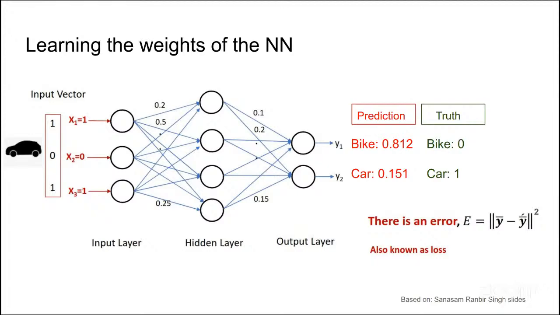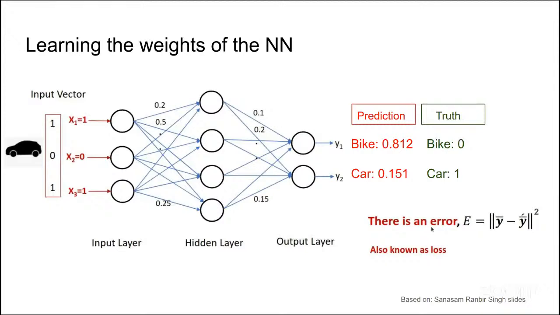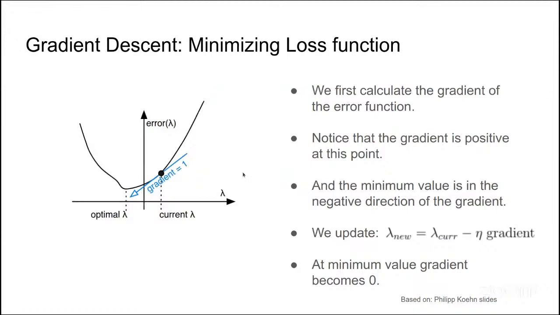Okay, so how do we minimize this? You want this error to be minimum. You want to learn the weights of the network such that the error is low. When will the error become zero? When the bike prediction becomes zero and the car prediction becomes one, then the error will be zero. In general it may not ever reach zero error, but you want the error to be as low as possible. So how do we minimize this loss function?